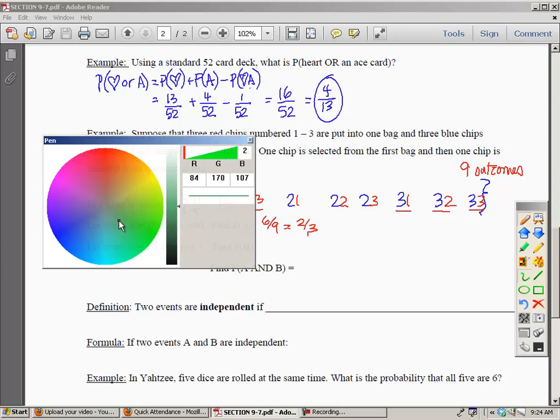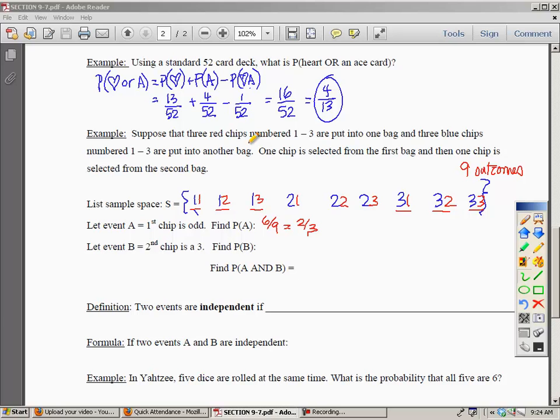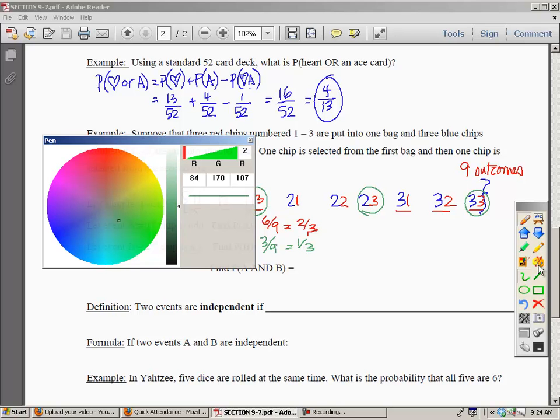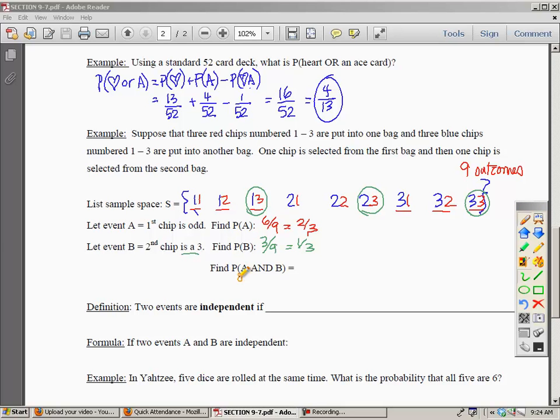Let me change my color here a second. What's the probability that the second chip is a 3? Well, here's 1, here's 2, here's 3, so 3 out of the 9 is 1/3. What's the probability that the first chip is odd and my second chip is a 3? First chip is odd and a 3, here's 1. First chip is odd and a 3, here's 2, so only 2 out of the 9.